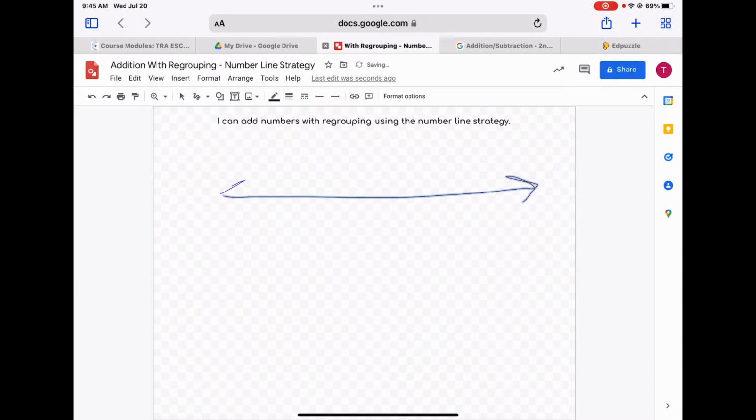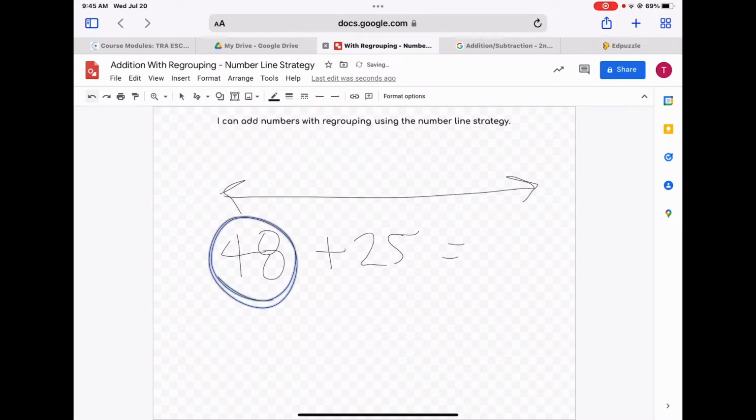So she's drawing her very own. And our first one said 48 plus 25 equals. And we're trying to figure that little box out. So this is our starting point. Our first number, no matter if it's the bigger number or the smaller number, with addition, will be your starting point. So we will have this as our starting point, 48.